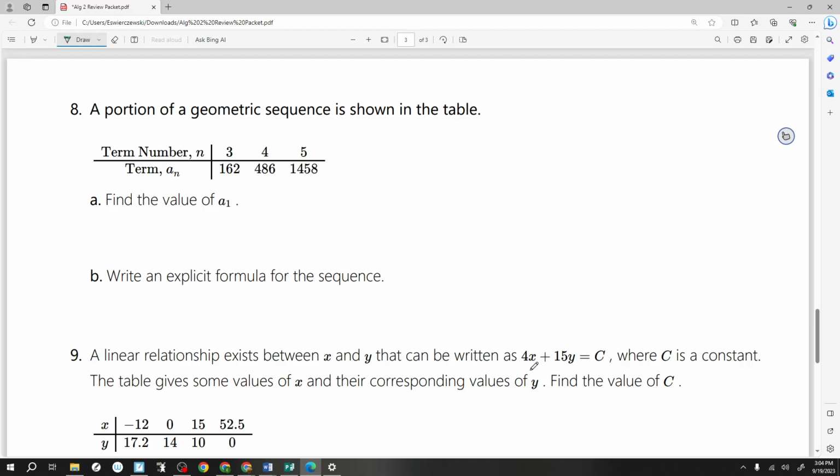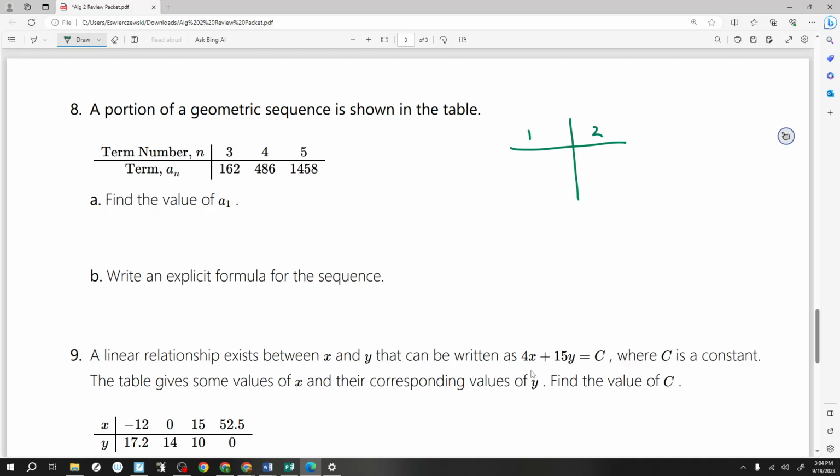Number 8, a portion of a geometric sequence is shown in the table. On the top, we have the number of terms. So we have the third term, the fourth term, and the fifth term. We need to find A1. We need to find the first term. So we're missing the first term, and we're missing the second term.